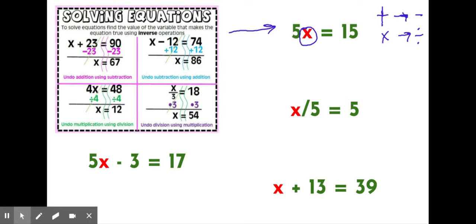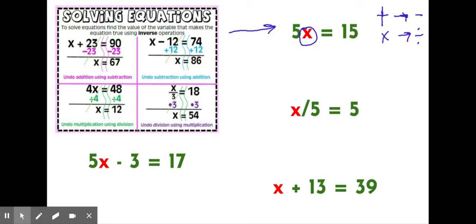In order to solve for the variable, we have to get the variable on one side of the equation by itself. We call that isolating. I have to isolate my variable. That's where those inverse operations come in, because we are going to undo whatever is being done to that variable in order to isolate it.